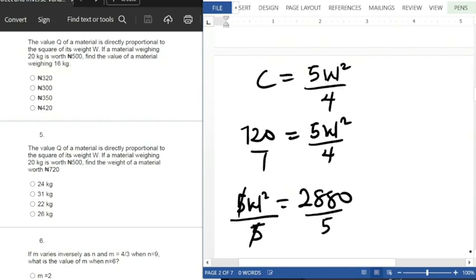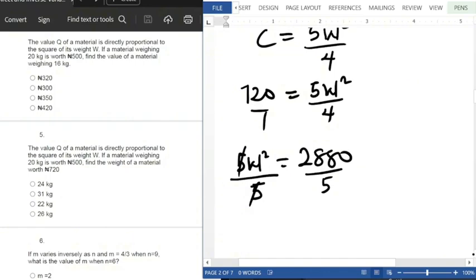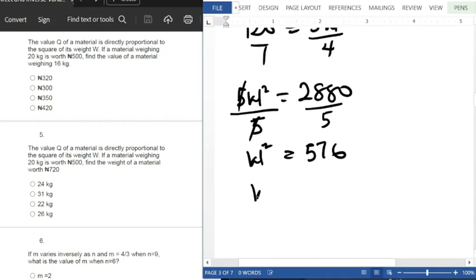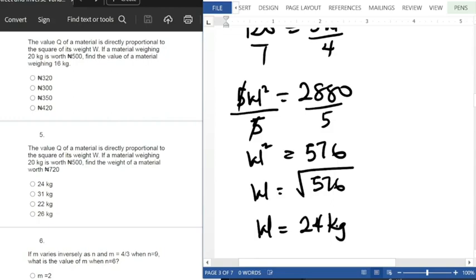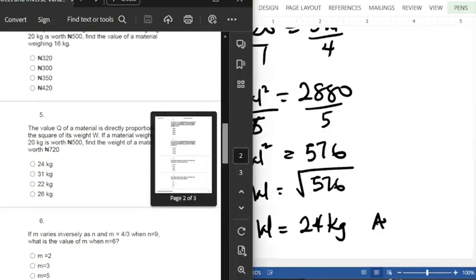So we divide both sides by 5. That gives 576 equals W squared. So for you to get the weight, W, we're going to square root both sides. That's the square root of 576, and the answer gives the weight as 24 kilograms. I hope this is very clear. So that is option A as well. So we go to question number 6 now.